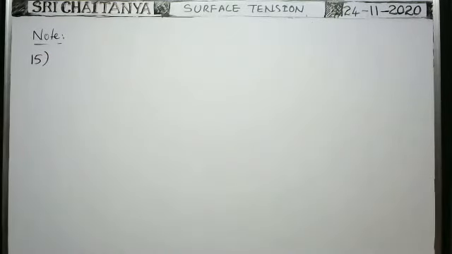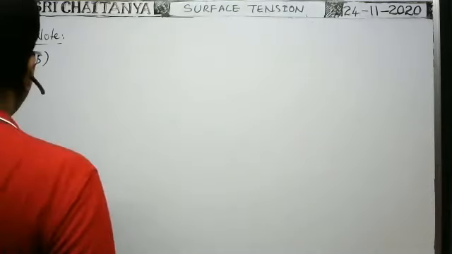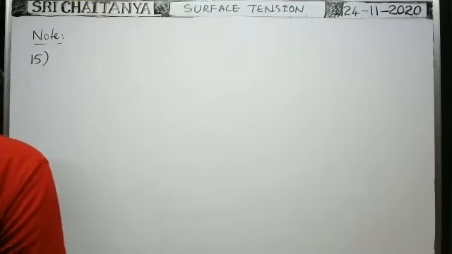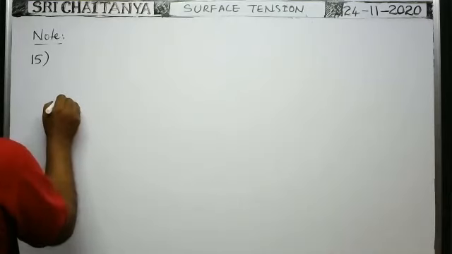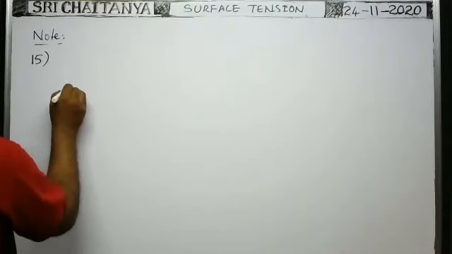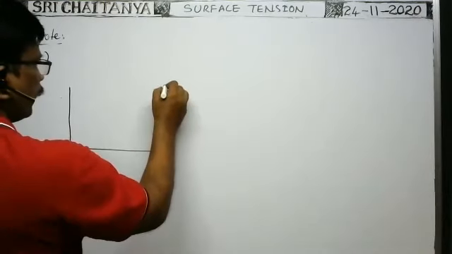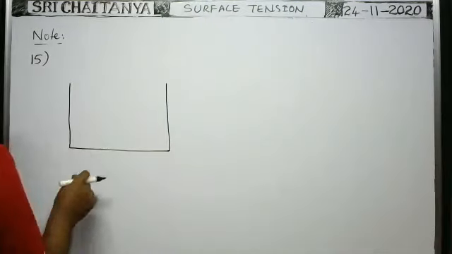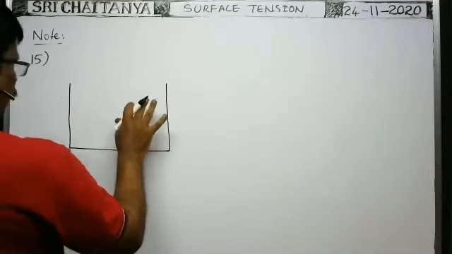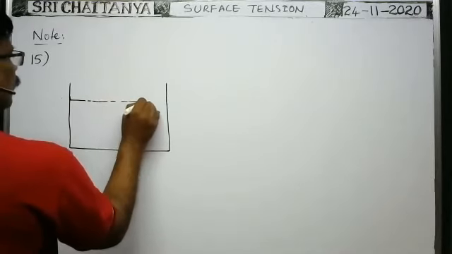Very, very important. It was previously asked in advance. A glass capillary tube is in the shape of a truncated cone. Actually, here you see, it is the beaker. Of course, it is filled with liquid up to a certain level.